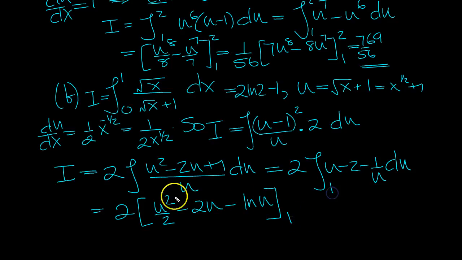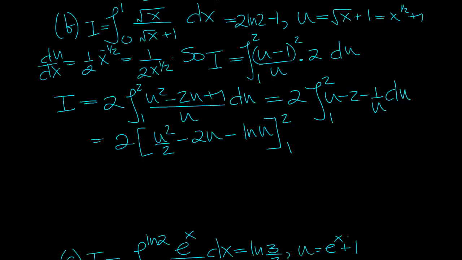So it went from 1 at the bottom. And when x is 1, root x is 1. 1 plus 1 is 2, so it goes from 1 to 2. So put that in there, and we can work it out.